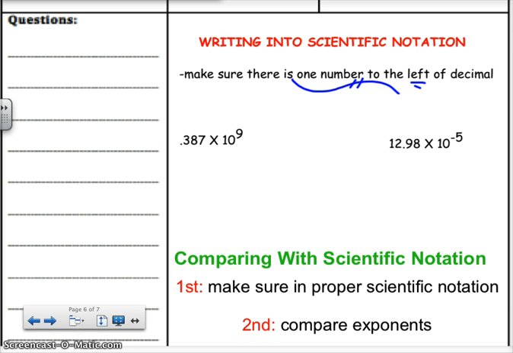My first strategy is I'm going to rewrite it in standard form. So the 9 says to move it 9 spots to the right. Here's 3 spots. How many more zeros do I need? 6. So 3, 8, 7, and then 6 zeros. And then you rewrite it. It's a lot of work, but it will never steer you wrong.